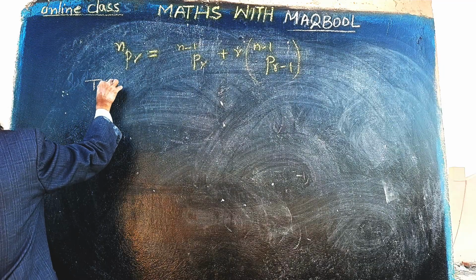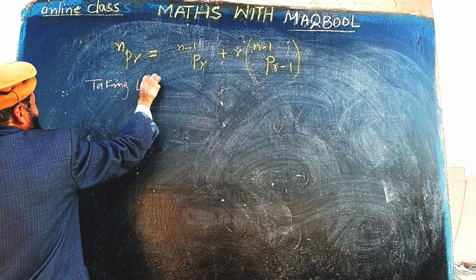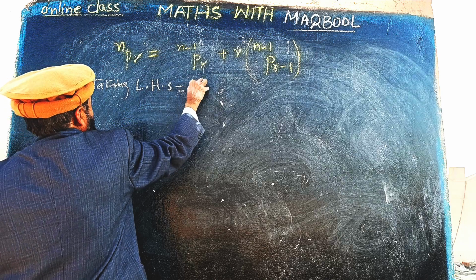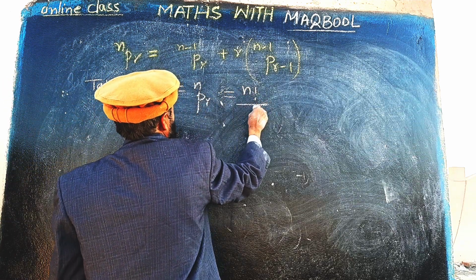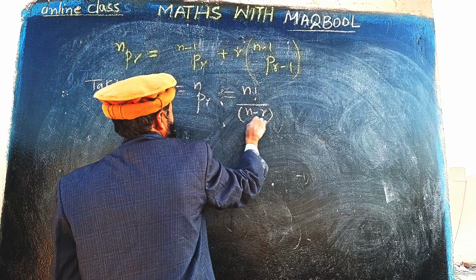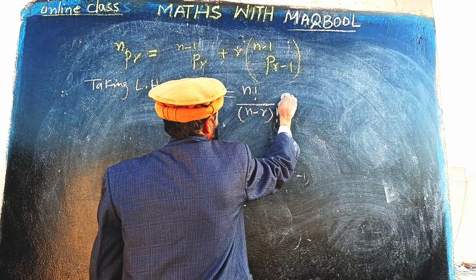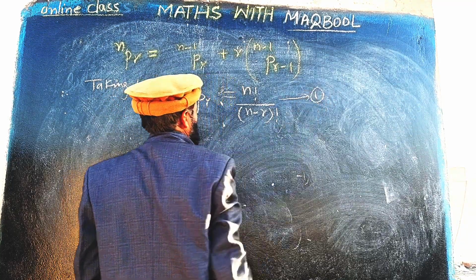Taking the left hand side, nPr, we are expanding it: n factorial over (n minus r) factorial. Further solution is not possible here, so we can give it an equation number first.